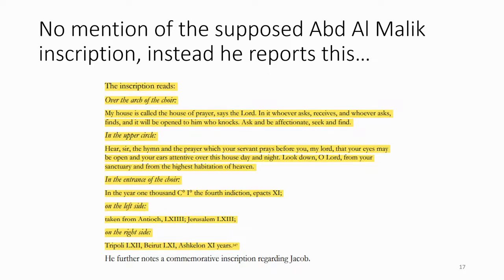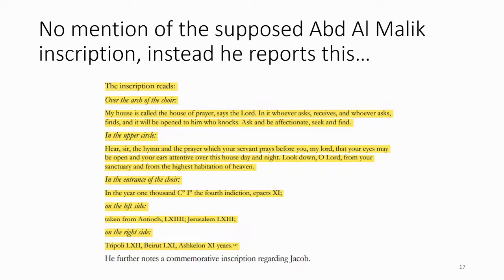Instead, he reports this. The inscription reads, over the ark of the choir, "My house is called the house of prayer, says the Lord. In it whoever asks receives, and whoever seeks finds, and it will be open to him who knocks. Ask and be affectionate, seek and find." So that's clearly a Christian inscription. In the upper circle, it says, "Hear, sir, the hymn and the prayer which your servant prays before you, my Lord, that your eyes may be open and your ears attentive over this house day and night. Look down, O Lord, from your sanctuary and from the highest habitation of heaven." And then he also mentions various places like Antioch, Jerusalem, and so on.